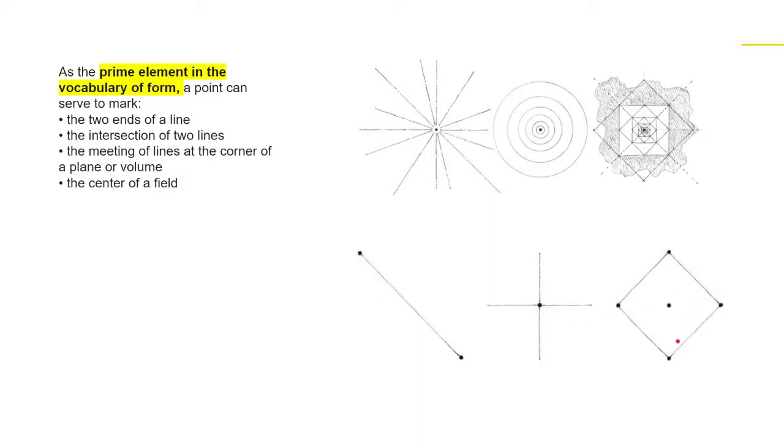The meeting of lines at the corner of a plane or volume is very prevalent in space planning, even in architecture and interior design. Sometimes, in actual sense, the point would represent a column, which would serve as a structural member in architecture and interior design as well. So you have points that contain a space, and a point that would create a center of a field or a center of an architectural and interior space.